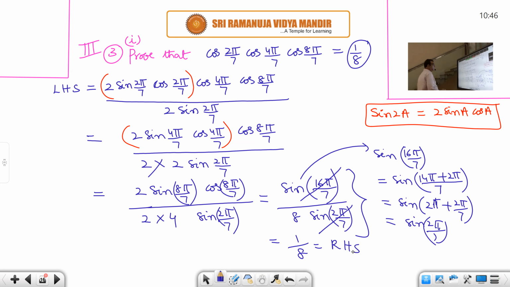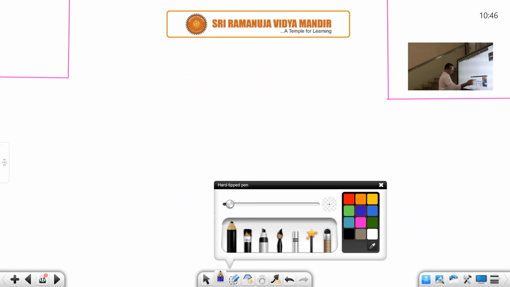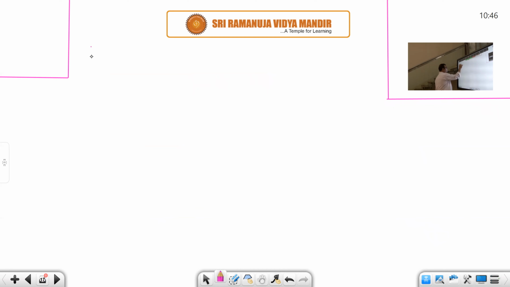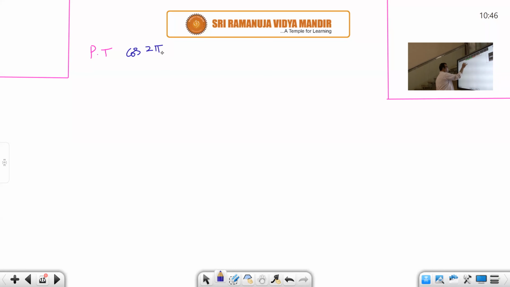Okay, so there is another method called CS method. That also I'll explain. So again, I'll write the question. Prove that, I'll use blue color, cos 2 pi by 7, cos 4 pi by 7, cos 8 pi by 7 is equal to 1 by 8. Is it not? So that is what we have to prove.